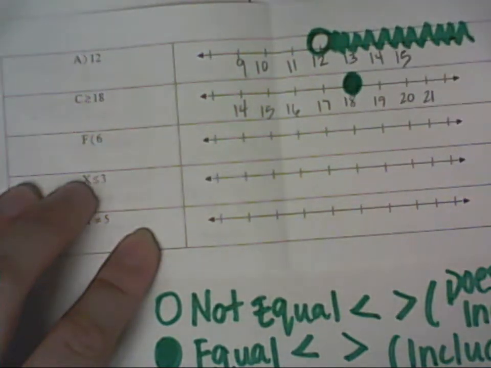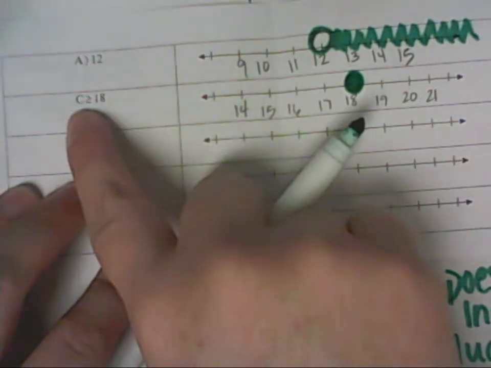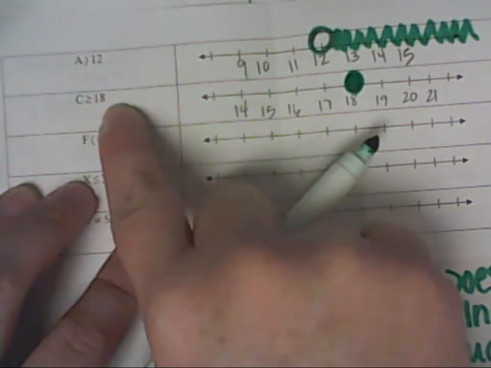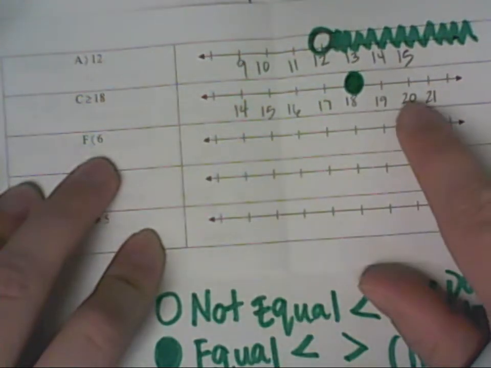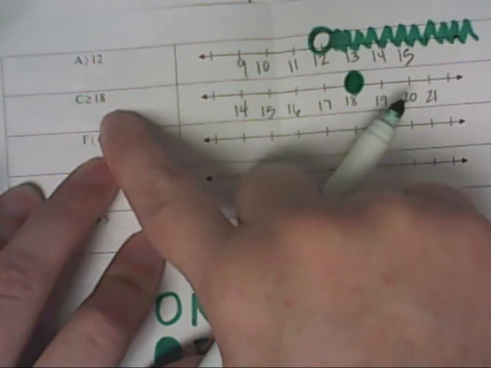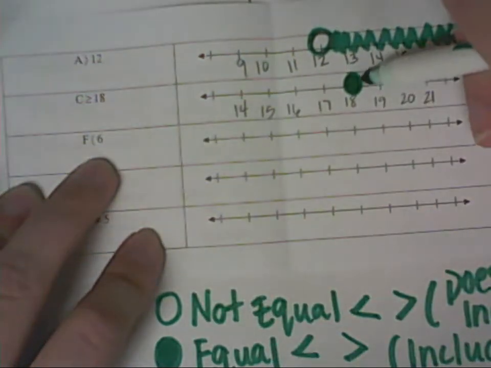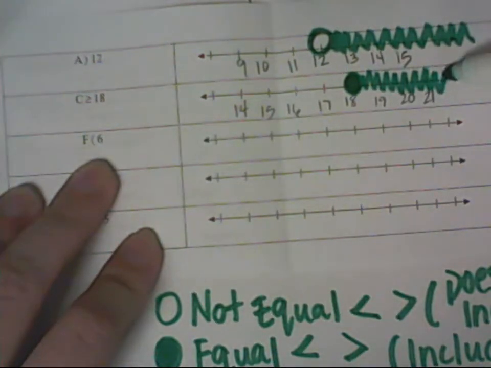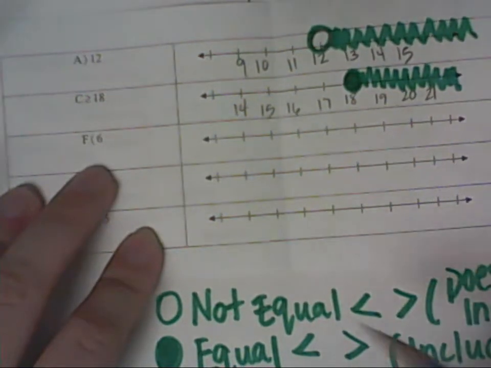So I shade it. And then it says you have to be greater than or equal to 18 to buy a concert ticket. Pick a number. Is 20 greater than 18? Yep, so we're going to shade to the right. Let's look at the next one.